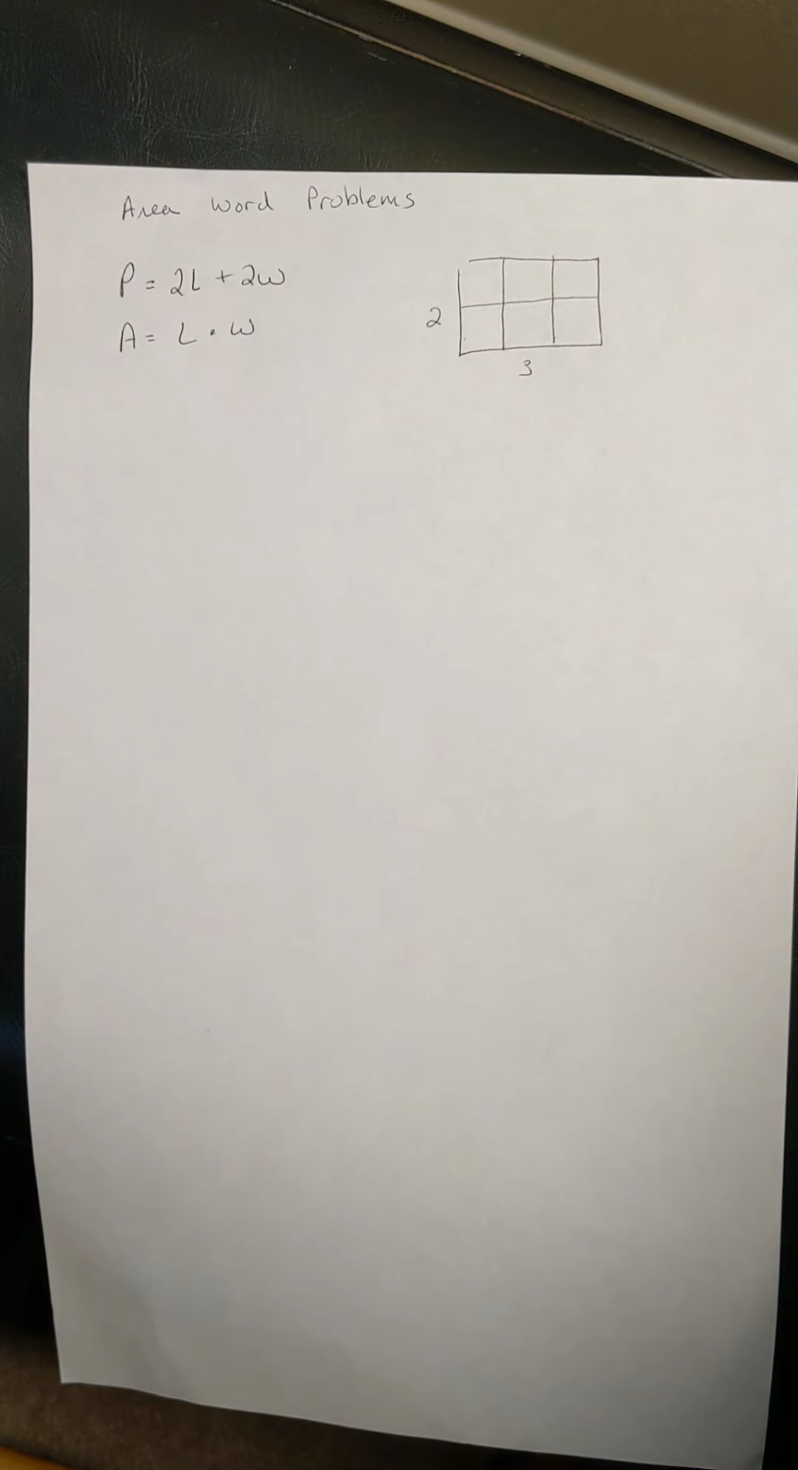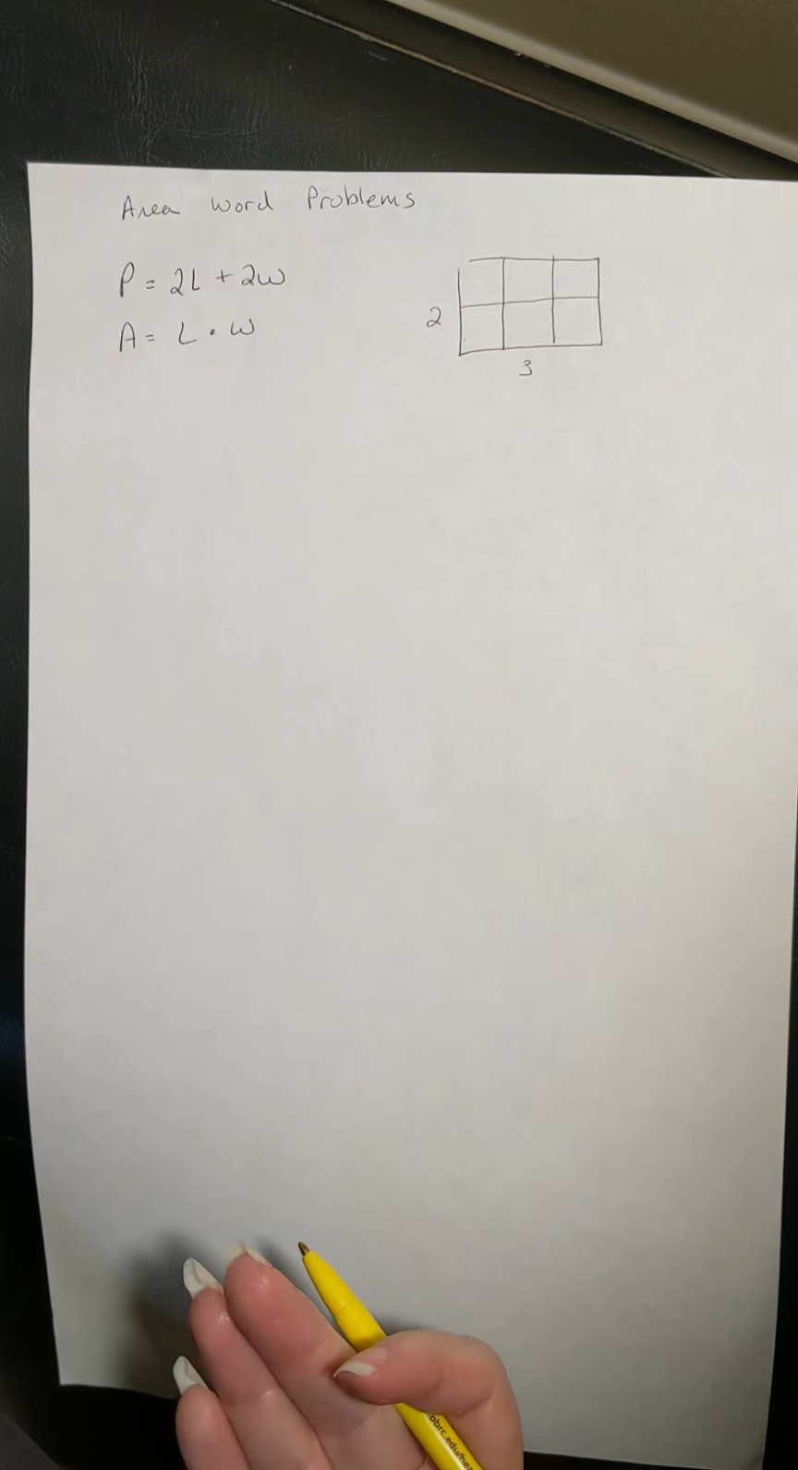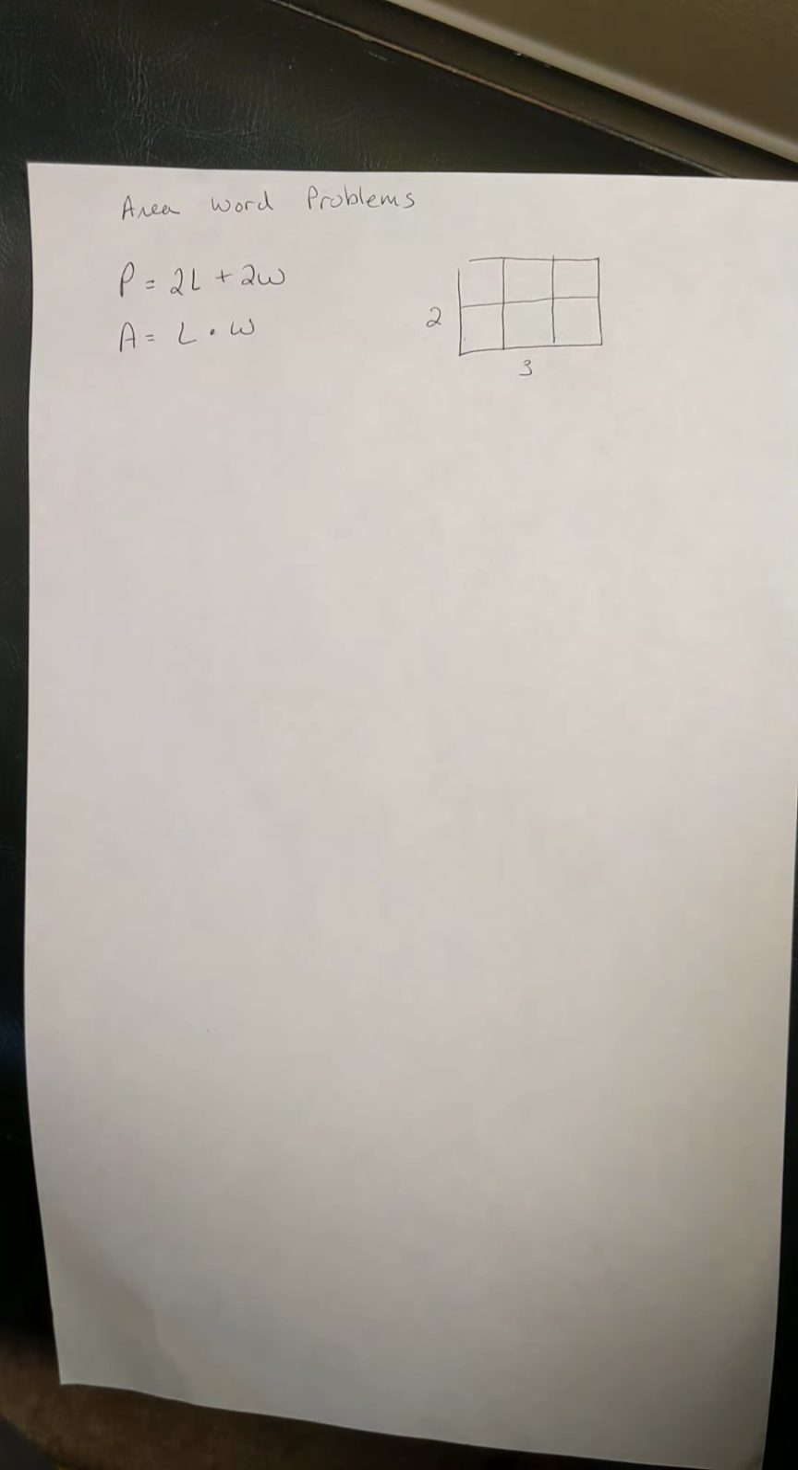Now basically on these word problems we're going to do the same thing that we did before and find the length and the width, and then from that we're going to get the area. So this is going to give us a little bit more practice with working with the perimeter, but we're just going to take one more step at the end to get the area.